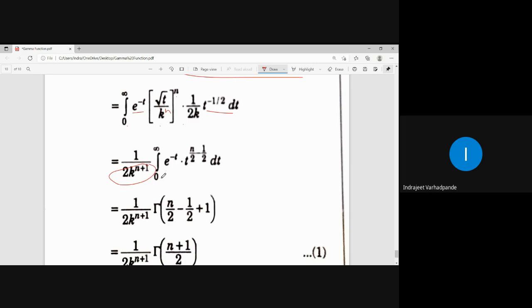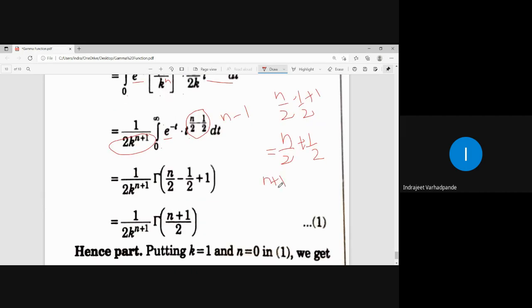Remaining term is the integral from 0 to infinity, e to the power minus t, t to the power n by 2 minus half. Now I need t to the power something minus 1, and here I have added plus 1, so n by 2 minus 1 by 2 plus 1, what will it be? n by 2 plus half, since 1 minus 1 by 2 is 1 by 2. So this becomes n by 2 plus half, that is n plus 1 by 2. This particular number can be expressed as n plus 1 by 2 minus 1, which gives n by 2 minus 1 by 2. So accordingly, I am left with gamma of n plus 1 by 2.